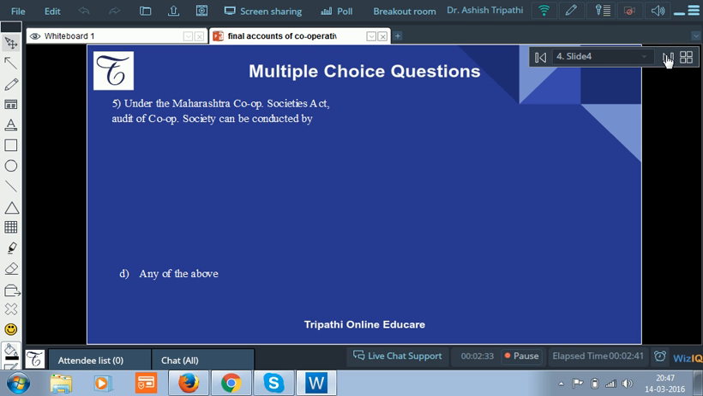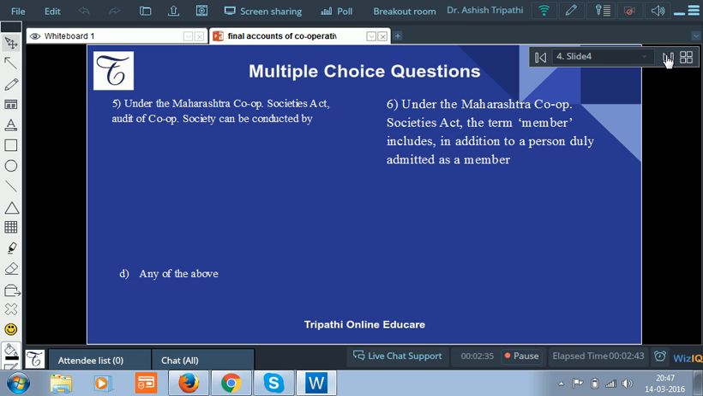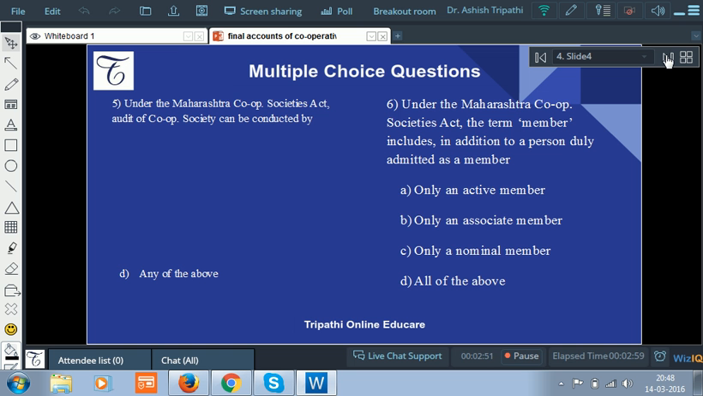Sixth, under the Maharashtra Cooperative Society Act, the term member includes, in addition to a person duly admitted as a member: A. Only an active member, B. Only an associate member, C. Only a nominal member, D. All of the above. And the correct answer is D. All of the above.